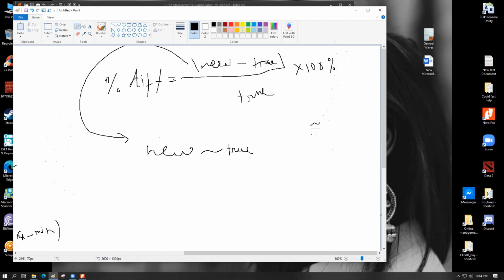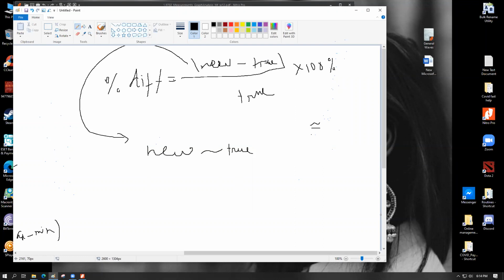Once again, that percentage difference should be compared with the percentage uncertainty of the experiment. And if the percentage difference is smaller than the percentage uncertainty, only then we can call the experiment successful. Any questions so far? No, sir.